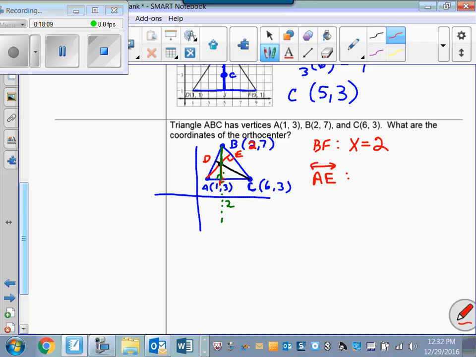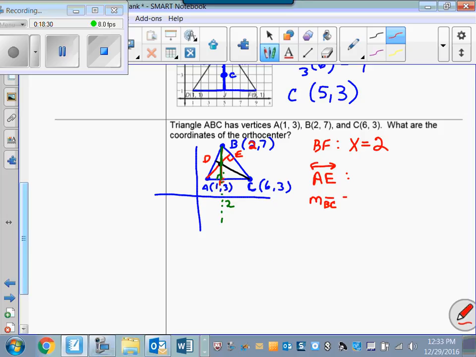How am I going to do that? Well, I know I got a point. I need the slope, right? I need the slope of AE. How can I find the slope of AE? Think about it for a second. Oh, I know the slope. I can find the slope of BC. So let's find the slope of BC.